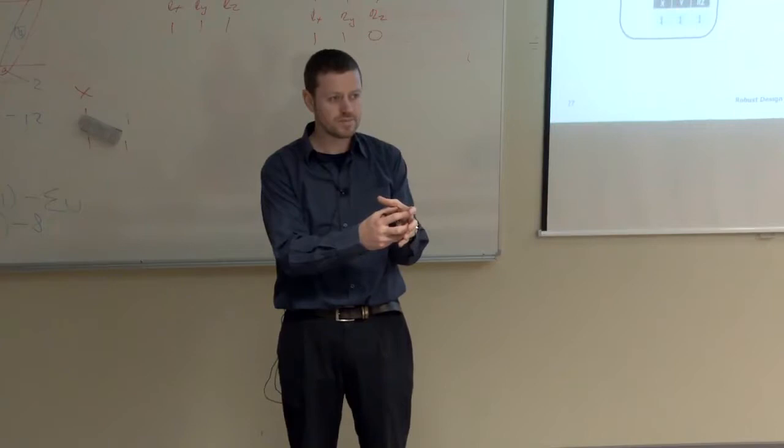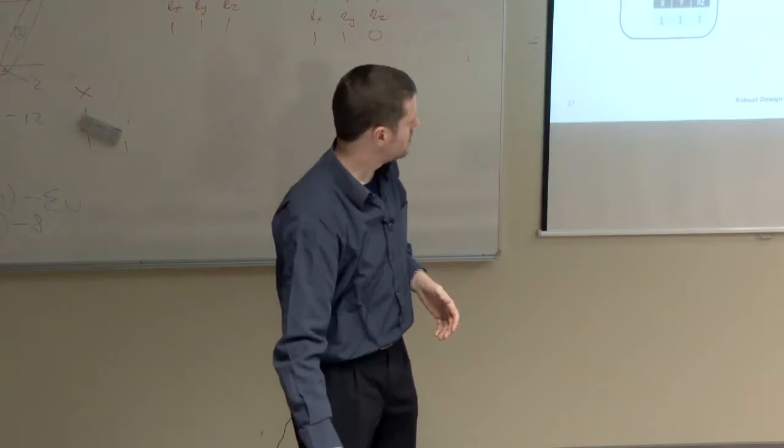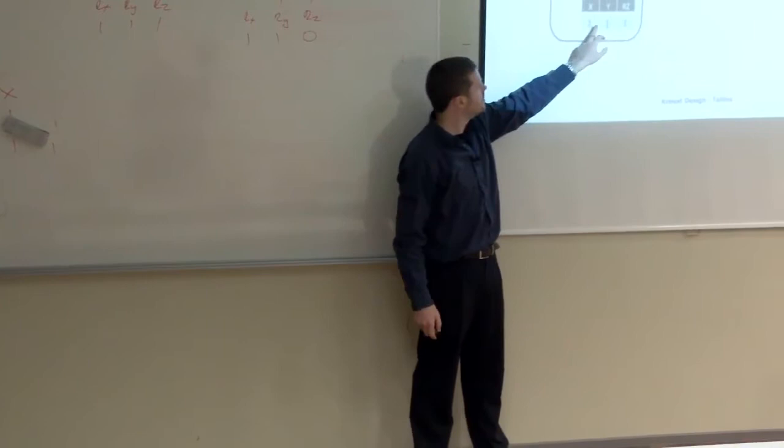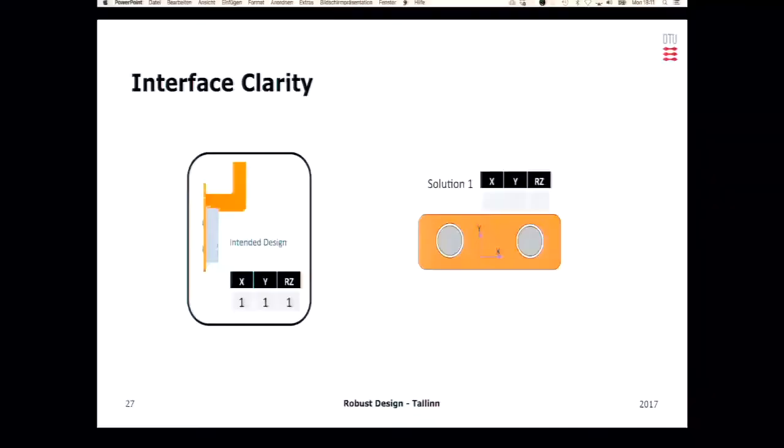In this case, we can assume not. We want it statically connected. So what we have to start by doing is defining the intended mobility. In this case, we don't want it to be able to move in the X, we don't want it to be able to move in the Y, and we don't want it to be able to rotate. Now here's our constraint set.